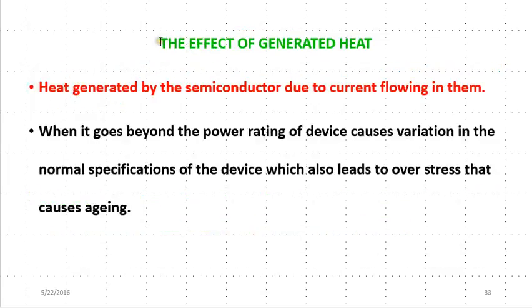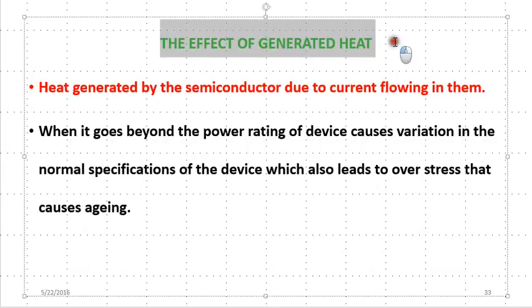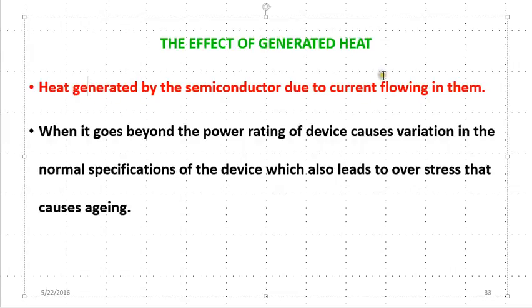Then, after the effects of the environmental or atmospheric temperature, we now come to the effect of generated heat. What is generated heat? It is heat which is generated internally in the semiconductor devices due to the current that is flowing through them. So when they are operating, they are supplied with voltage and current is flowing through them, and we know that current has the potential of generating heat. This kind of heat is called heat generated by the device.